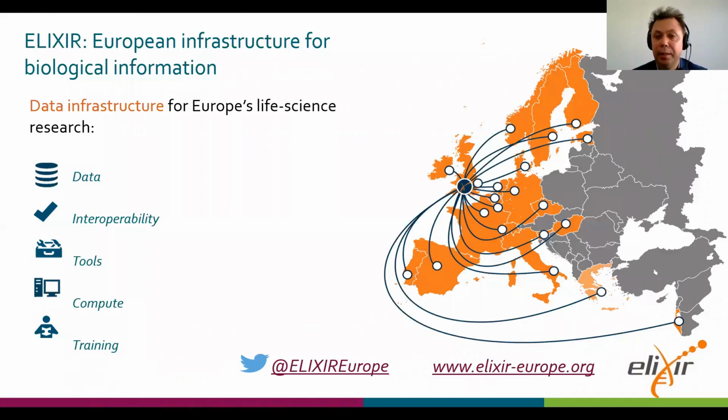And so ELIXIR as a whole is a hub and a node, federated nodes model, but then it's distributed into 5 different platforms. One is called data, another one is called interoperability. Then there are people who are working on tools. Finland is working heavily on the compute platform and the human data, and then we all provide training.